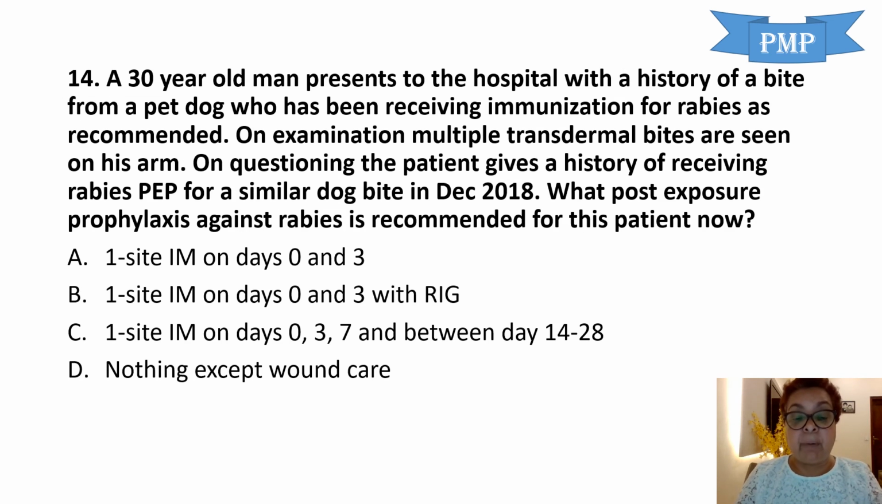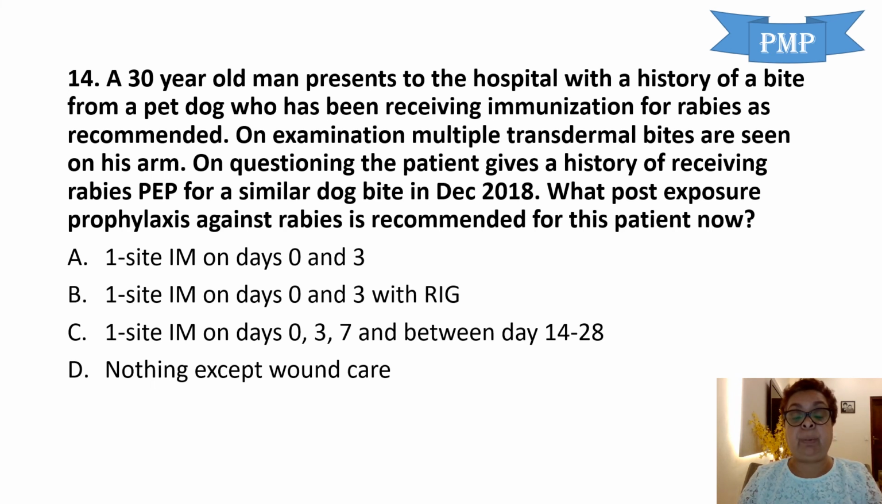A 30-year-old man presents to the hospital with a history of a bite from a pet dog who has been receiving immunization for rabies as recommended. So this is a dog who has received the normal rabies immunization. On examination, we are seeing multiple transdermal bites. So that means this is a category C bite.